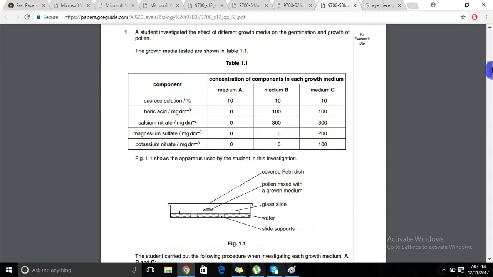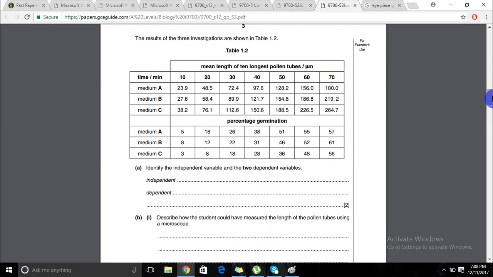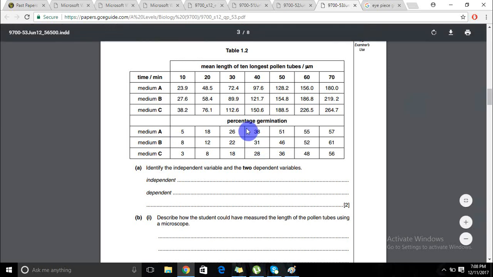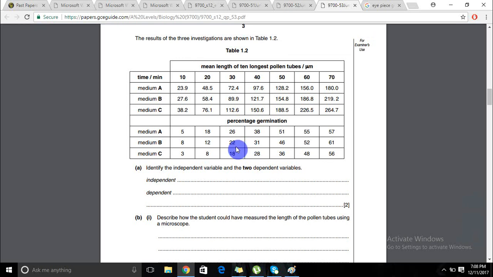And for that, look over here. A has no calcium nitrate. B has 300 and C has 300. And when you look over here in the case of germination, here first, if you compare A with B and C, you get that there's a difference, but it's a bit confusing.